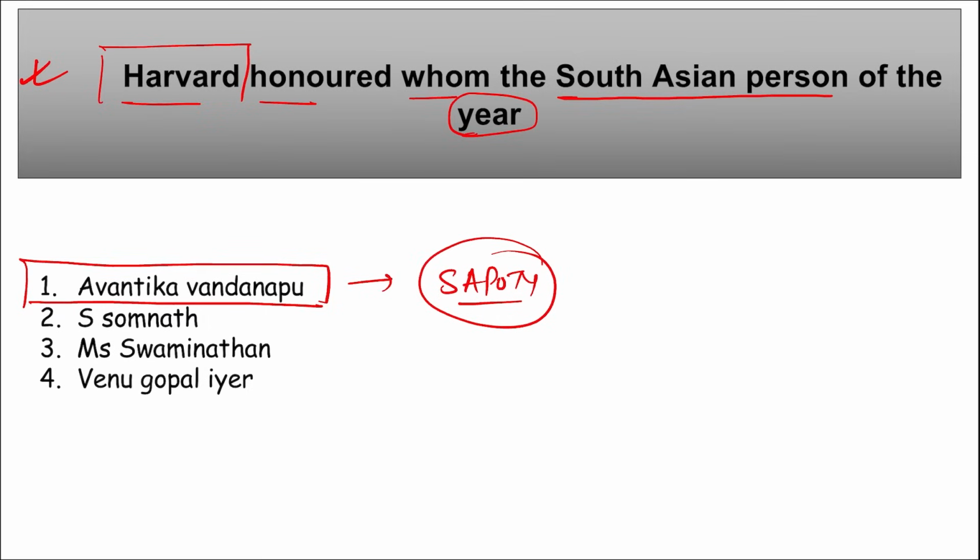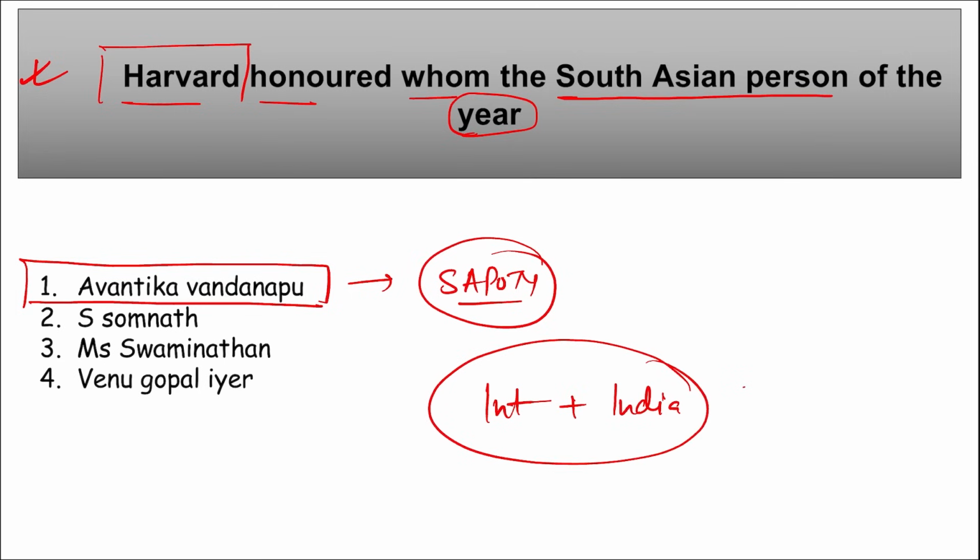She was recognized for her achievements and significant impact that she made both at international and Indian entertainment industry. I repeat, both at international and Indian entertainment industry. The significant contributions she made to this entertainment industries both at international and at national level. For this, she was honored by Howard University with the South Asian Person of the Year. Correct? Take a note of this.